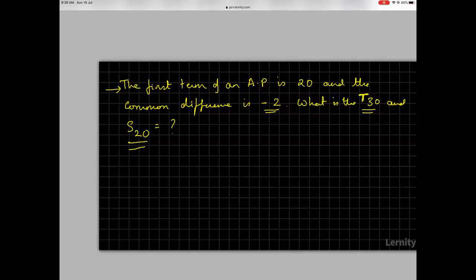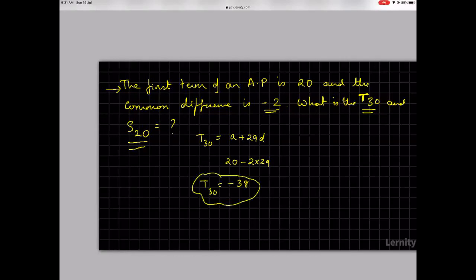Okay, so I'll do it for you. So we want to know what is T30 equal to. T30 will become equal to A plus 29 times D. So A is how much? 20 and minus 2 into 29. So 2 into 29 is how much? 2 into 29 is like minus 58. Minus 58 plus 20 is how much? Minus 38. So T30 is equal to minus 38.